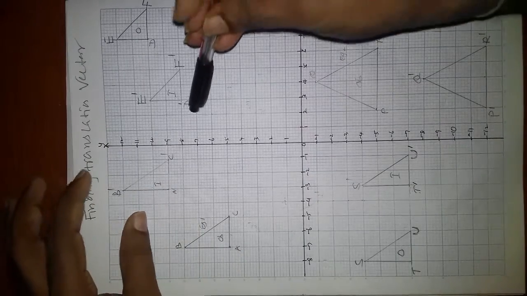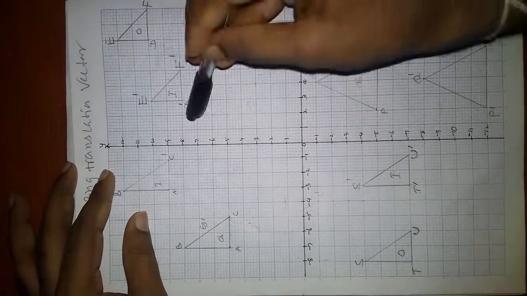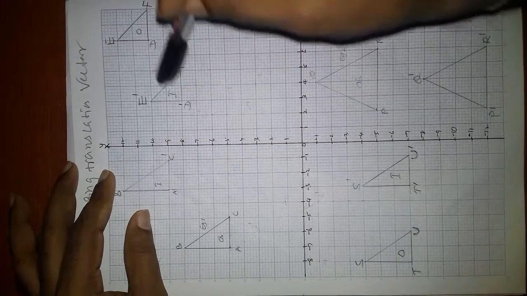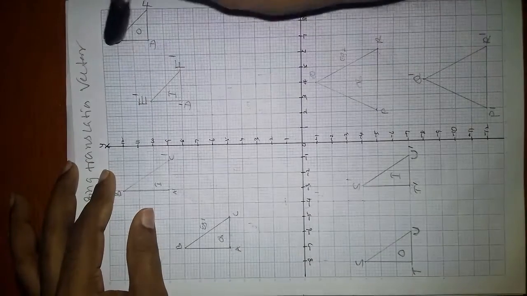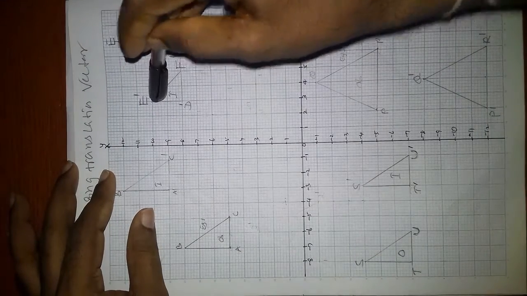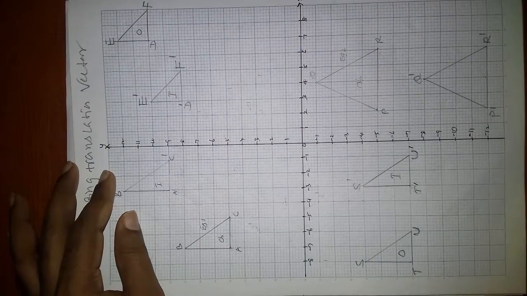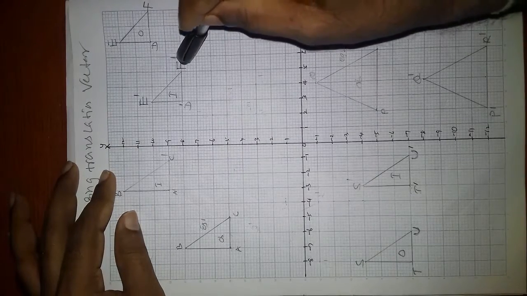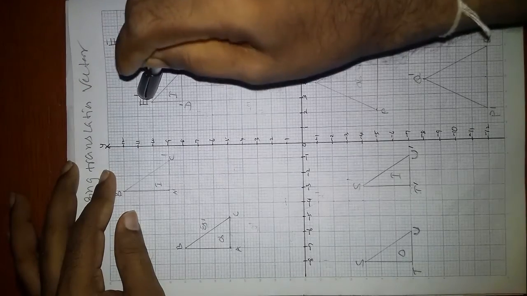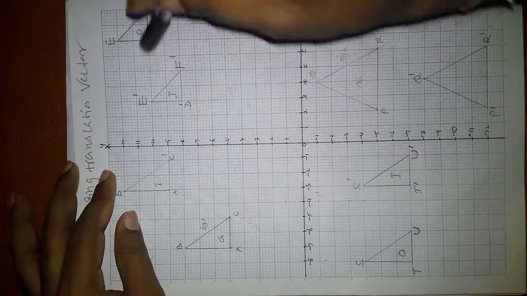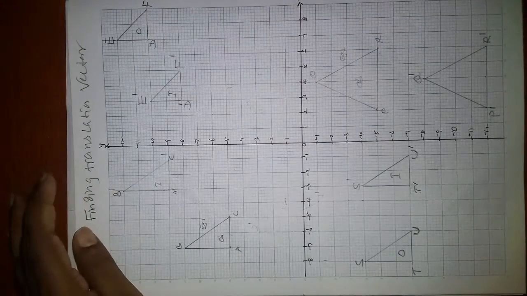In this one, D and D dash are corresponding object and image points, because D has been translated onto D dash, E has been translated onto E dash, F has been translated onto F dash. So F and F dash are corresponding object and image points. E and E dash are corresponding object and image points. D and D dash also are corresponding object and image points, right?